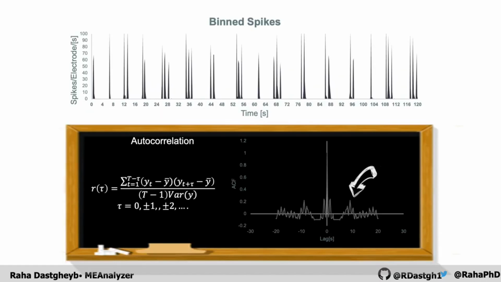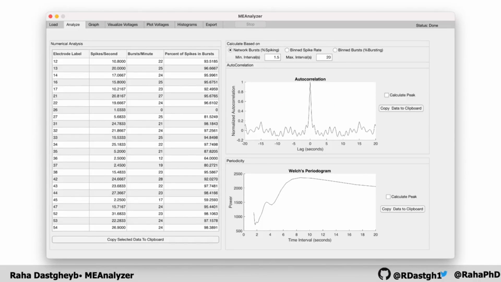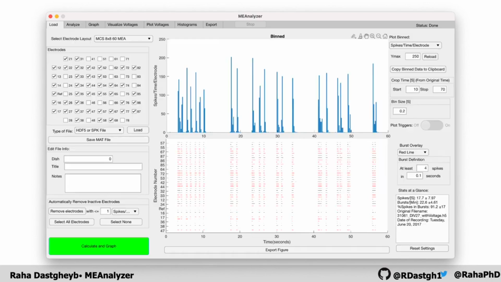The first method is an autocorrelation, which is basically a sliding dot product with itself on the binned activity that allows you to find the main periodic interval. The second method, borrowed from the weather forecasting world, which needs to identify multiple periodic intervals, is a Welch's periodogram. And in the software, you can calculate these values based on network bursts, or binned spikes, or binned bursts, and they all have different assumptions. There's also some initial methods for calculating a single peak.